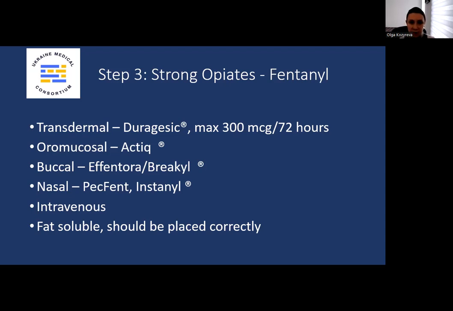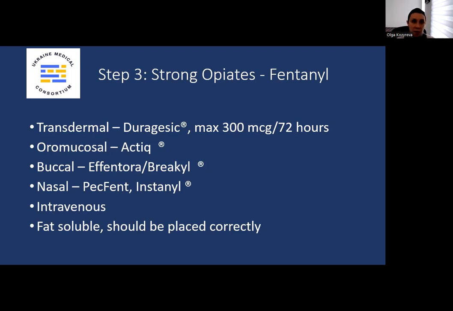Fentanyl is fat soluble. It should be placed correctly. You need to have some fat in order for fentanyl to work. There is a warning on transdermal fentanyl that it should not be used for a patient who weighs less than 50 kilos. Frequently I see patients with cancer-related cachexia, no fat, and the fentanyl patch sitting somewhere on the collarbone. It will not work unless the patient has subcutaneous fat.